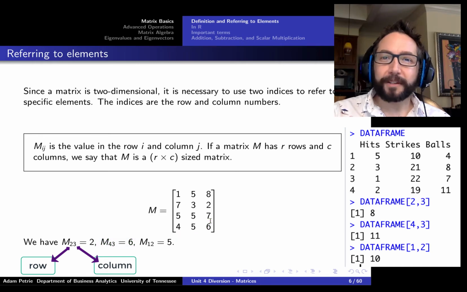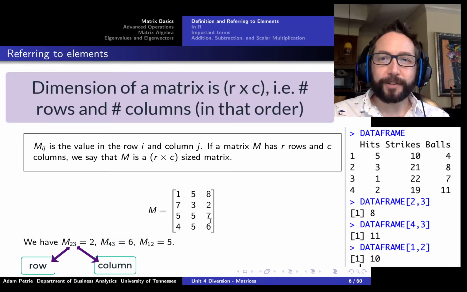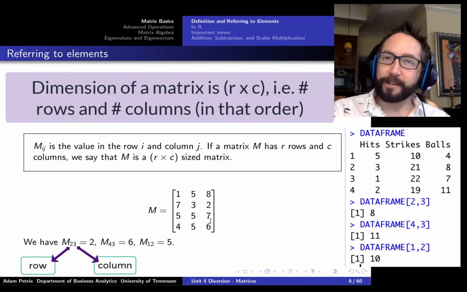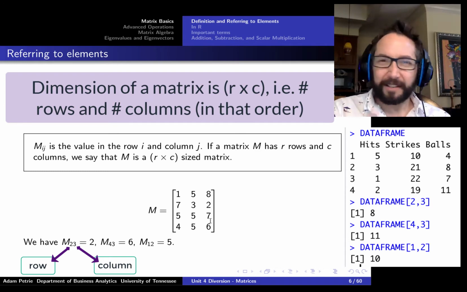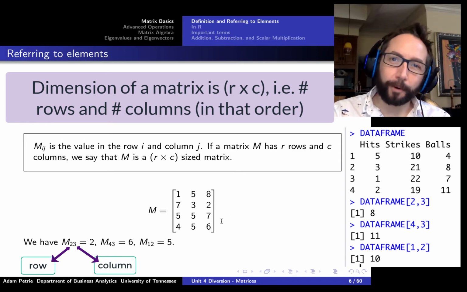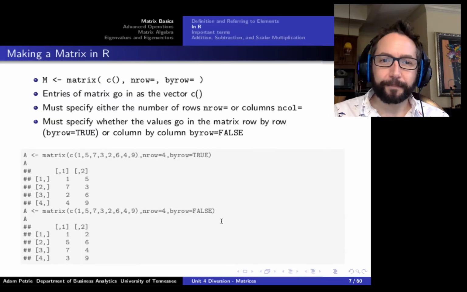So when we talk about the dimensions of a matrix, we refer to the number of rows followed by the number of columns, R and C, let's call them that. We refer to it as an R by C matrix. So this would be a 4 by 3 matrix because 4 rows, 3 columns.